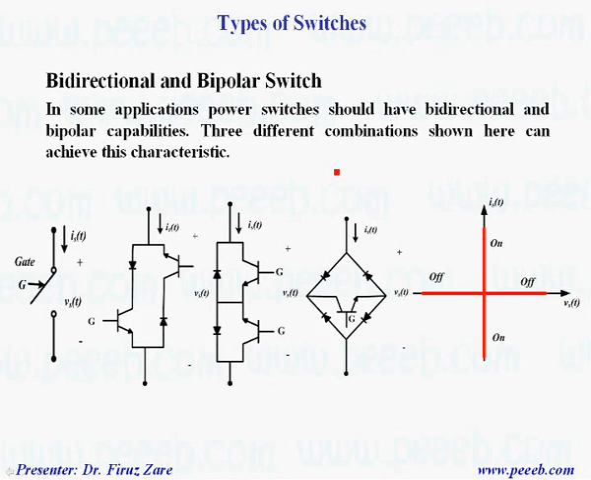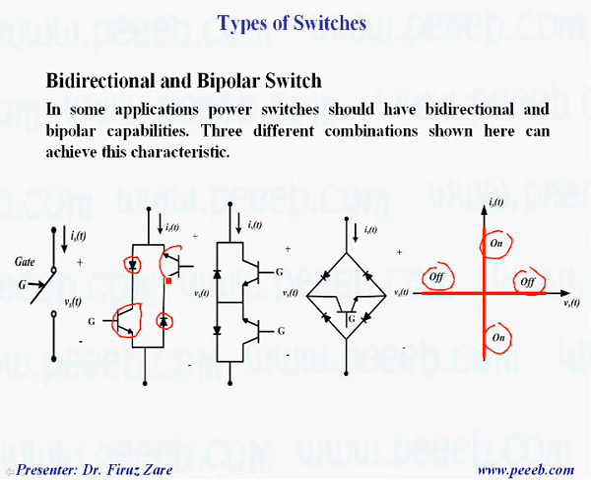Bidirectional and bipolar switch. In some applications, power switches should have bidirectional and bipolar capabilities. Three different combinations are shown in these figures. That means if we have to operate in four quadrants, blocking positive voltage and negative voltage, conducting positive current and negative current. So let's start with this configuration. We can have two diodes and two switches.